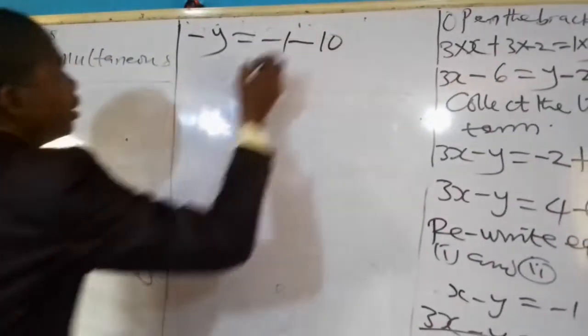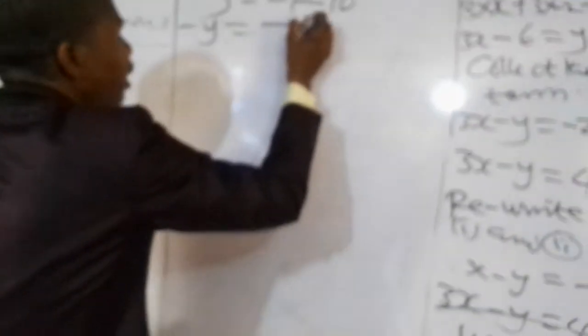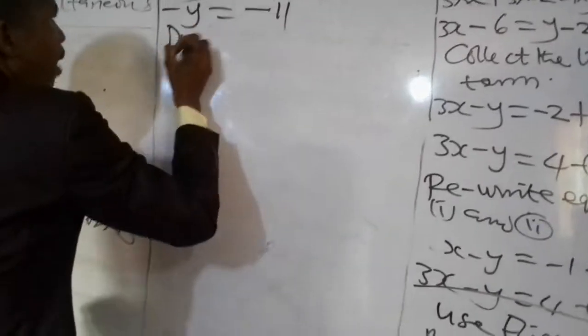This is minus y, isn't it? Is equal to minus 1. The 10 is going to the other side, isn't it? Positive to the minus 10. Minus y is equal to minus 1 minus 10. That is minus 11.